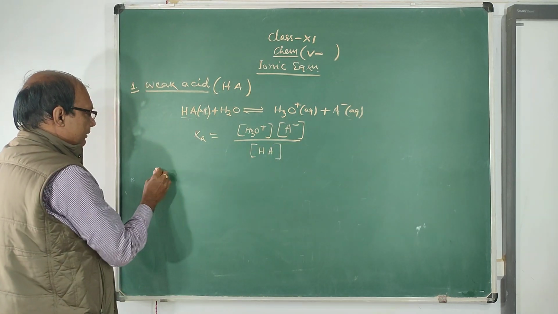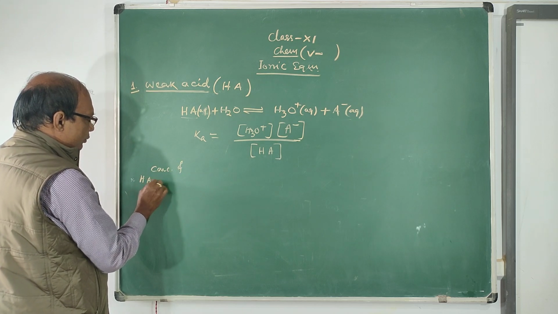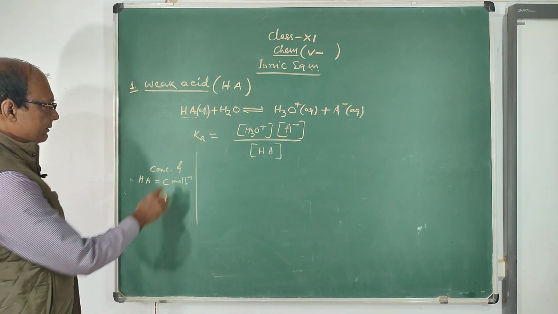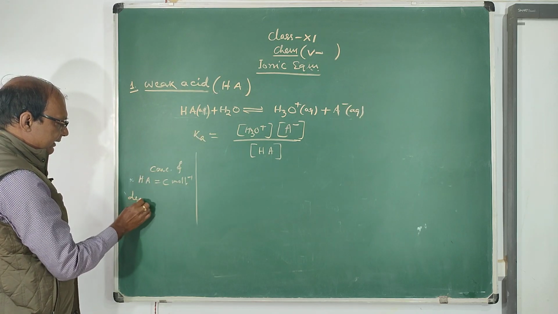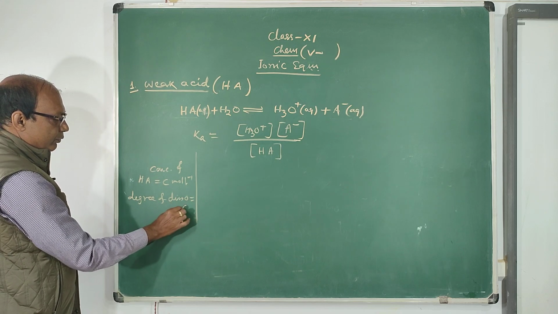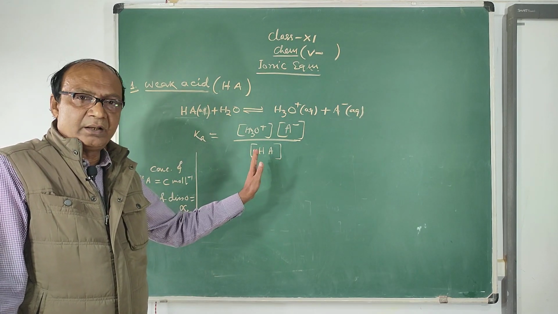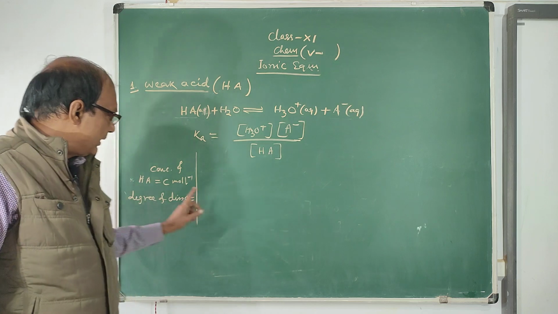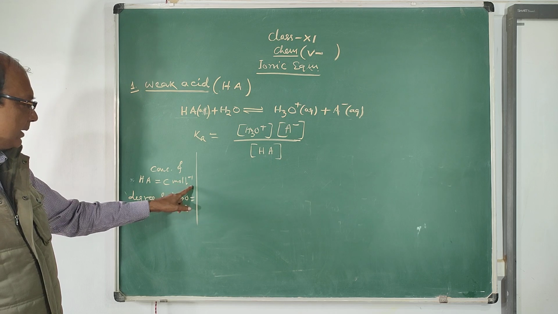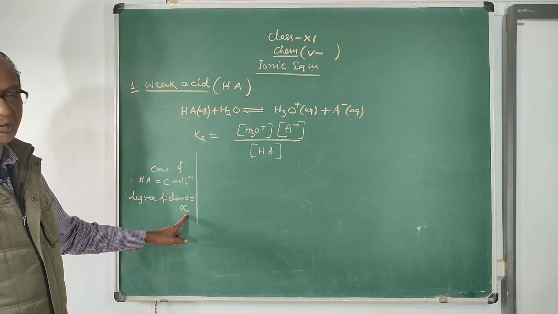Consider that the concentration of HA equals C mole per liter. Also consider that it is a weak acid, therefore its degree of dissociation is equal to alpha. Before going to the next relation, we are considering two things. What are the things? Concentration of HA is taken as C mole per liter, and degree of dissociation of HA has been taken as alpha.